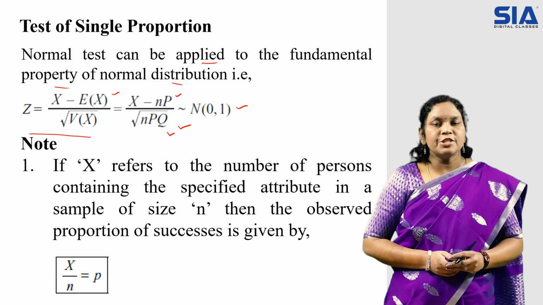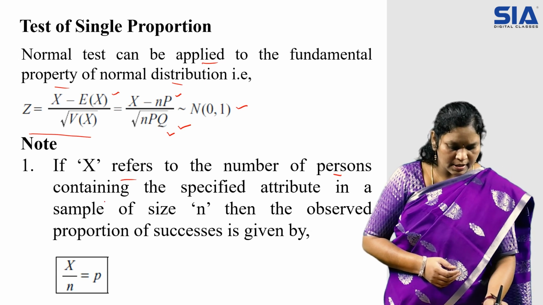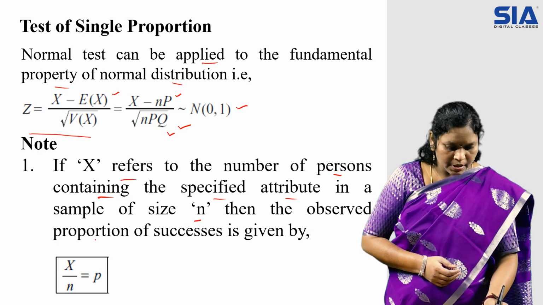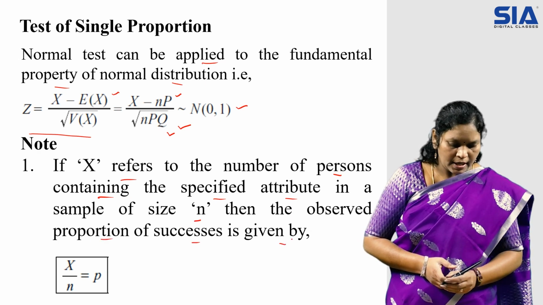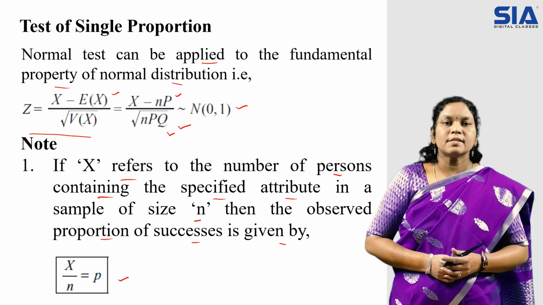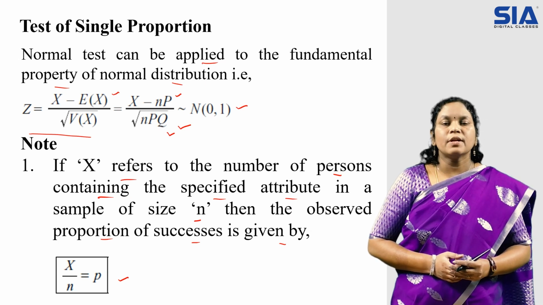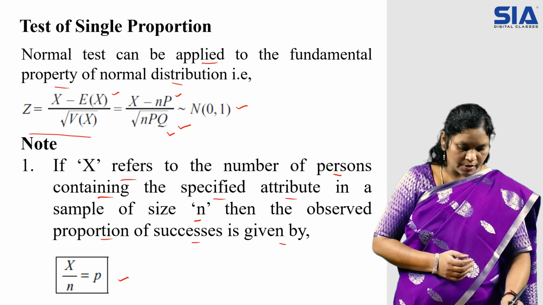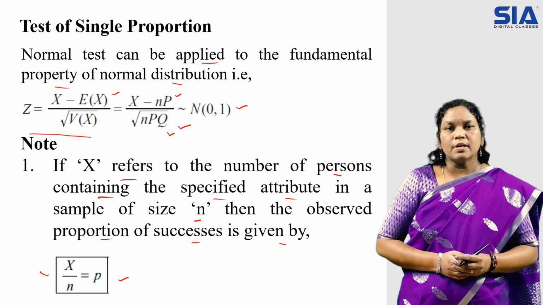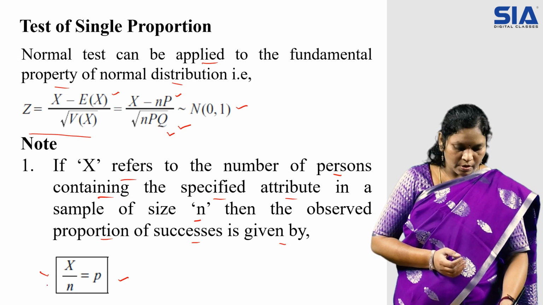Now let us check the conditions, how we got that proportions. So if x refers to the number of persons containing the specified attribute in a sample of size n, then the observed proportion of success is given by p is equal to x by n. That means here success and failures will be in proportions. So we are obtaining proportions in terms of x by n, where x and n are references, like how many persons are containing the attribute out of the sample. So x by n becomes the probability p.